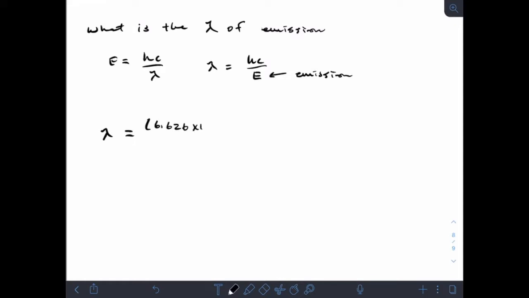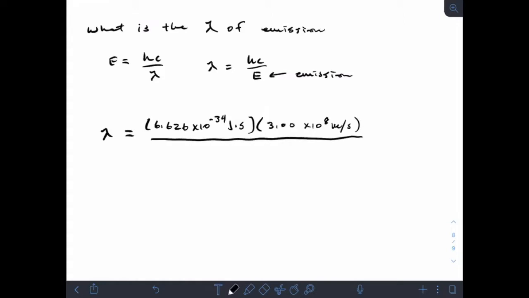6.626 times 10 to the minus 34 joule seconds. That's Planck's constant. Then our speed of light, 3.00 times 10 to the 8 meters per second. All divided by our emission energy, which was 4.576 times 10 to the negative 19 joules.